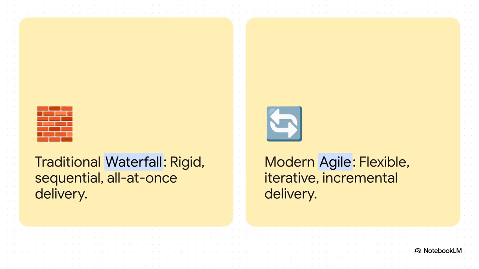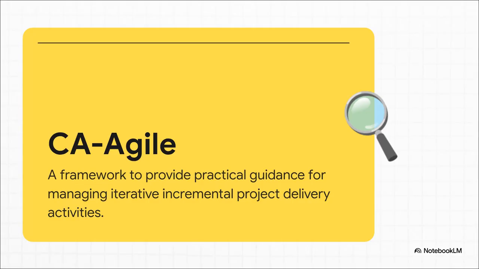But on the other hand, you've got Agile. It's a much more modern approach that's all about being flexible, working in small chunks, and delivering value piece by piece along the way. Right, so keeping that difference in mind, CA-Agile is basically the state of California's official game plan for using these modern, flexible ideas. It's a whole guidebook put together by the California Project Management Office to help teams run their projects in this new, iterative way, especially when it comes to big, complex IT projects.